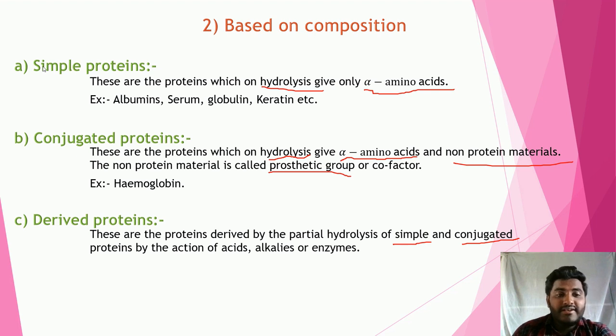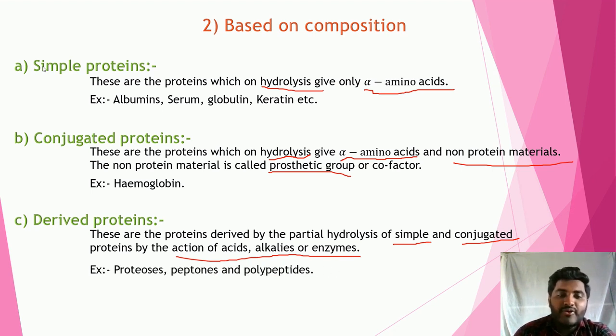The derived proteins are the proteins which are obtained from the simple protein and conjugated proteins, right? By the action of acid, alkali or enzyme. When we treat the simple protein and conjugated protein with acid, alkalis and enzyme, we get derived proteins. I hope you understood. Examples for derived protein are proteoses, peptones and polypeptides. So this is the classification of protein based on composition.